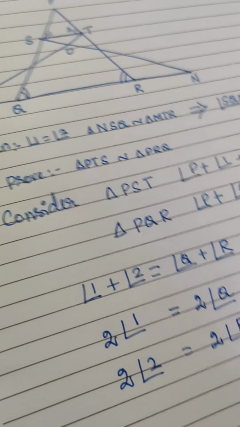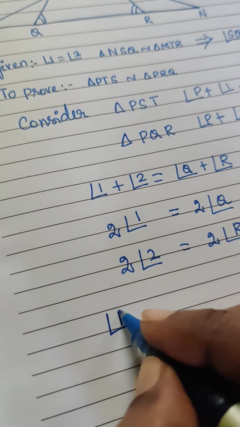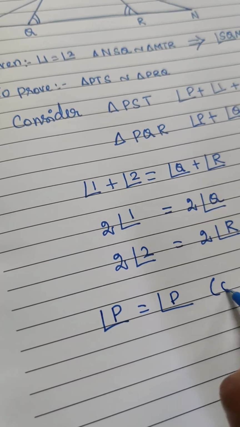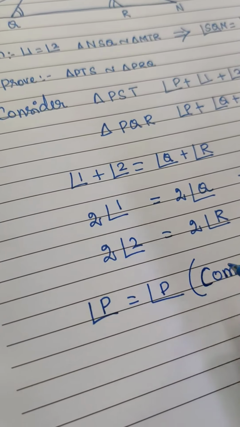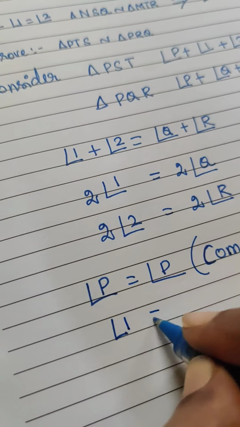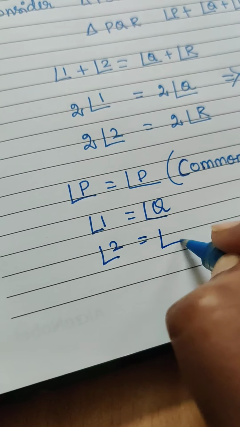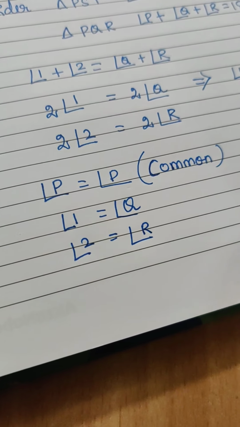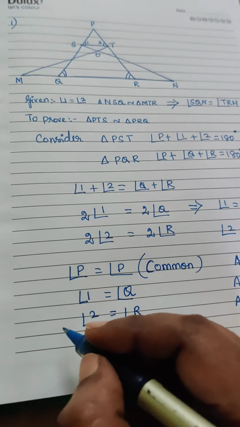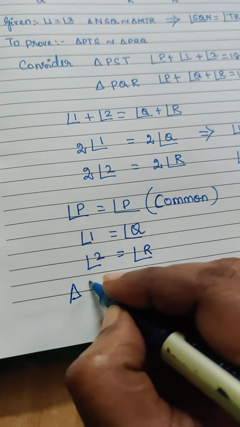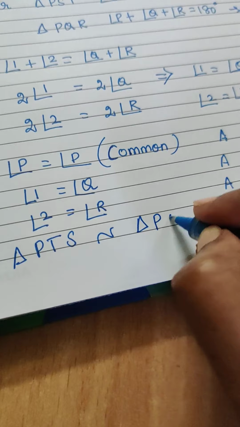So whenever I am considering this PST and PQR, I have angle P is equal to angle P common, angle 1 is equal to angle Q, and angle 2 is equal to angle R. So by AAA similarity criteria, I have this triangle PTS similar to triangle PQR.